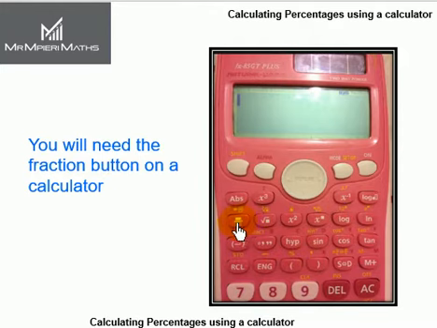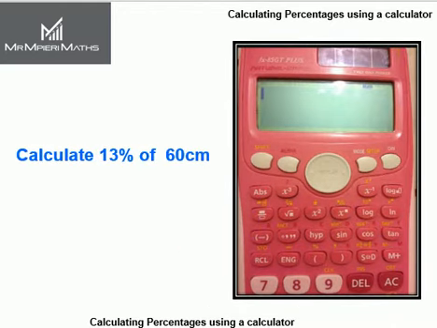But if you have a calculator that is not Casio and you know how to use it, that's okay. My advice would be to purchase a Casio calculator because it makes things quite simple. Okay, so if we have a question like this, calculate 13% of 60 centimeters.